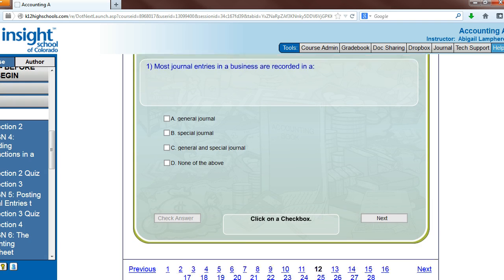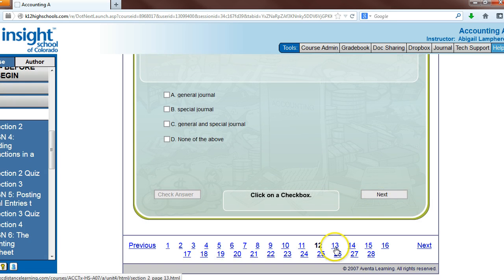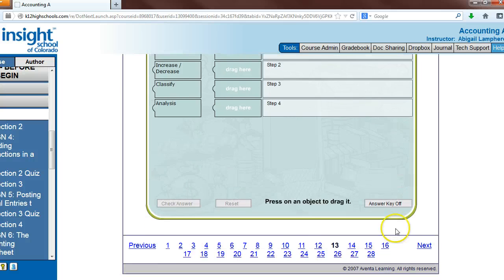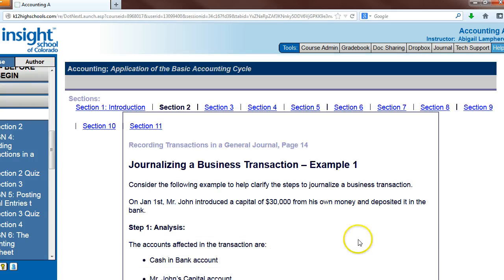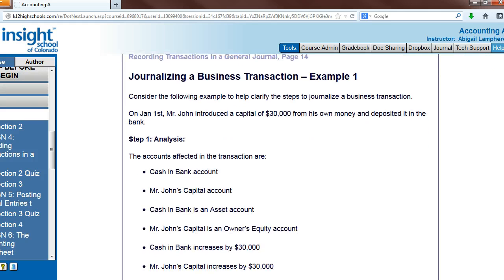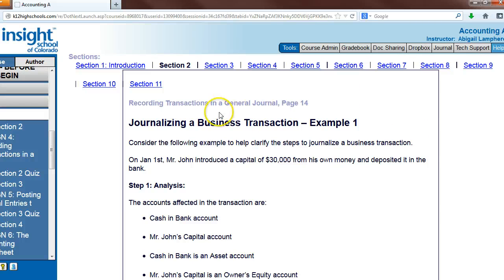So again, do this practice activity on page 12 on your own to test yourself. It's a good little checkpoint for you. Again, on page 13 as well. Okay, so on page 14, we're going to start in on some examples, and I'm actually going to stop this video now and do a second video going over all of these examples.